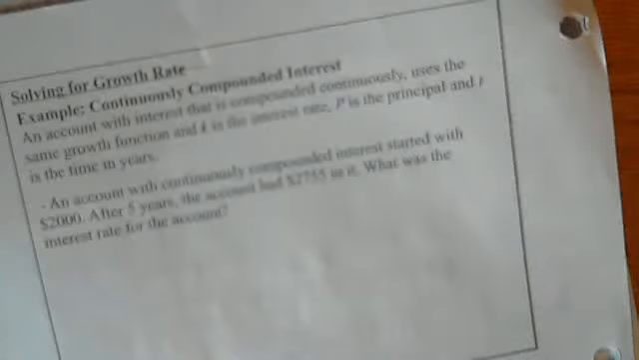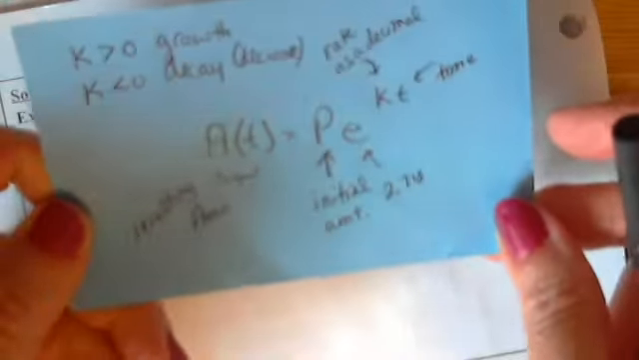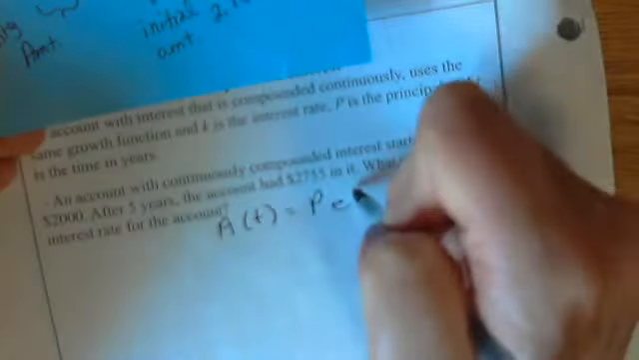And what we're going to do is set up that function. So go grab your cue card. We've got the function here, A of t equals P times e to the kt. And let's jot it down on our paper. So we've got it ready to go. P times e to the kt. And let's make a list of the things we know and the things we don't know.